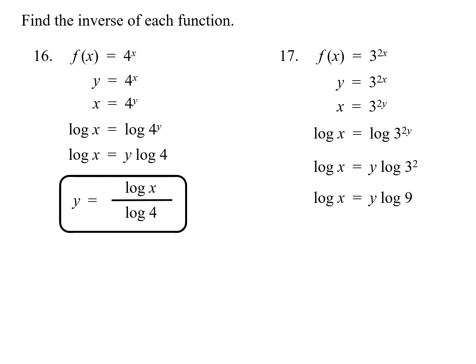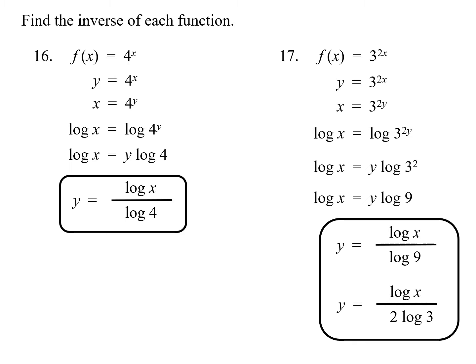Which we can then divide by, and so we get y equals log of x divided by the log of 9. Or, if you wish, you could have pulled the 2 out originally and then divided by the 2 and the log of 3, and you'll get 2 log of 3. Each of these answers are equivalent.